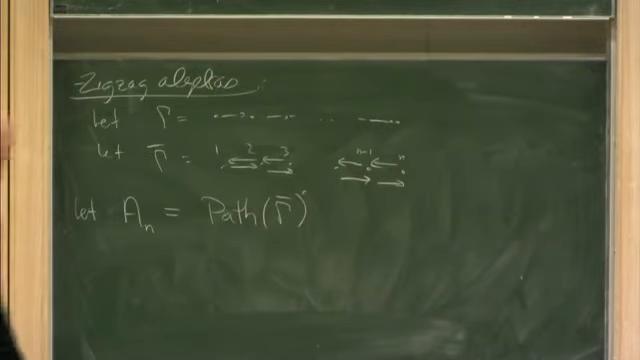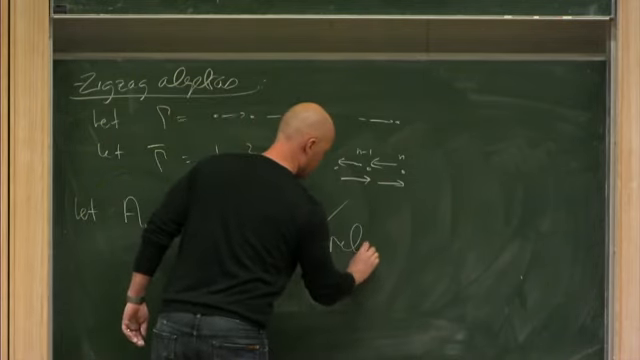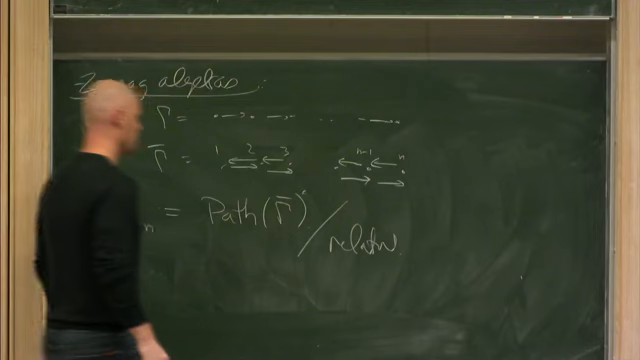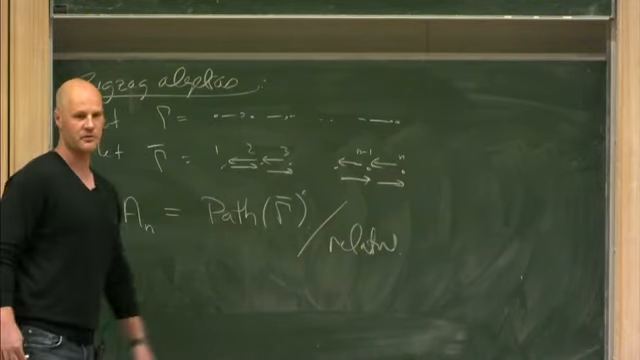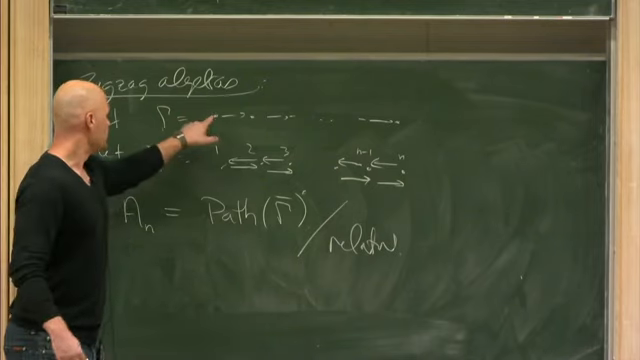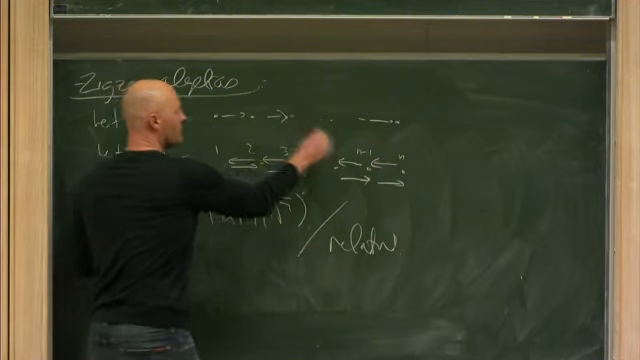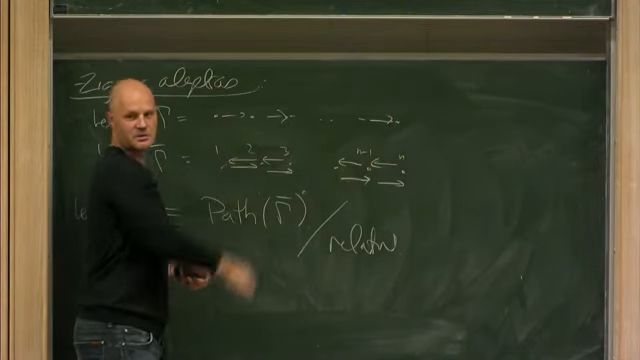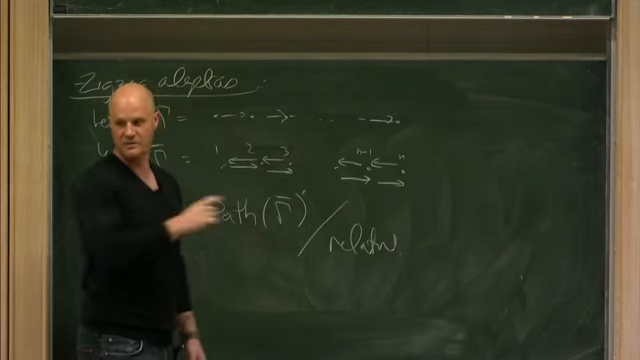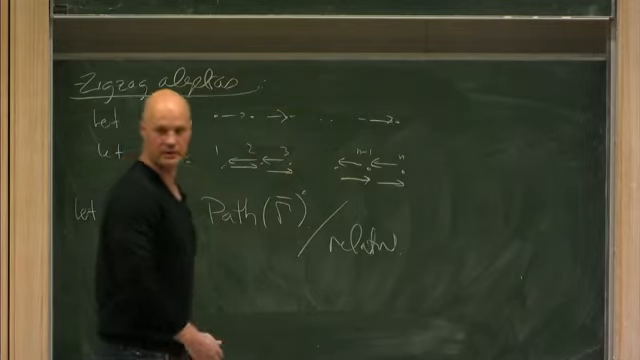So the path algebra of the doubled quiver modulo some relations. I'll tell you the relations in a moment. Note in this example, there's a big difference between the path algebra of the doubled quiver and the path algebra of the original quiver. The path algebra of this original quiver is a finite dimensional algebra. The path algebra of the doubled quiver is infinite dimensional. There's lots of loops here which you can just keep doing.